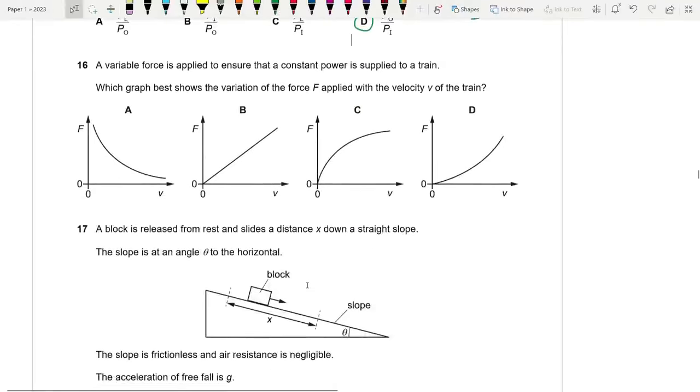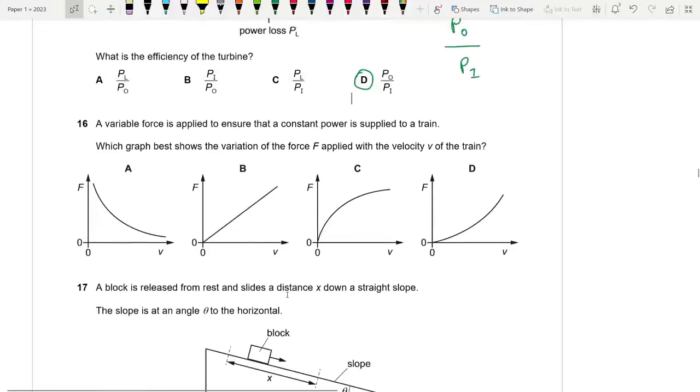16. A variable force is applied to ensure that a constant power is supplied to a train. Which graph best shows the variation of force with the applied velocity? We know that P is equal to Fv, and this power is constant, so K is equal to Fv. So can we basically write that F is equal to K by V, or F is proportional to 1 by V?